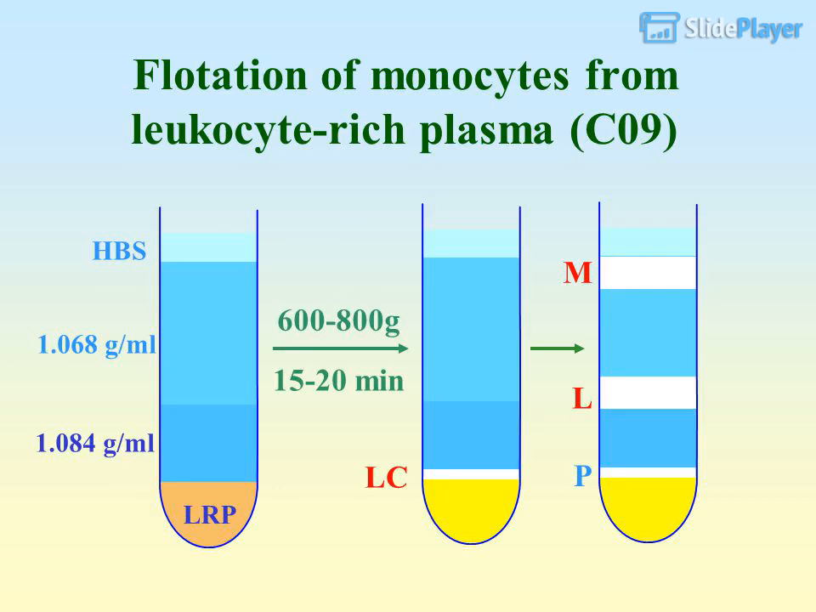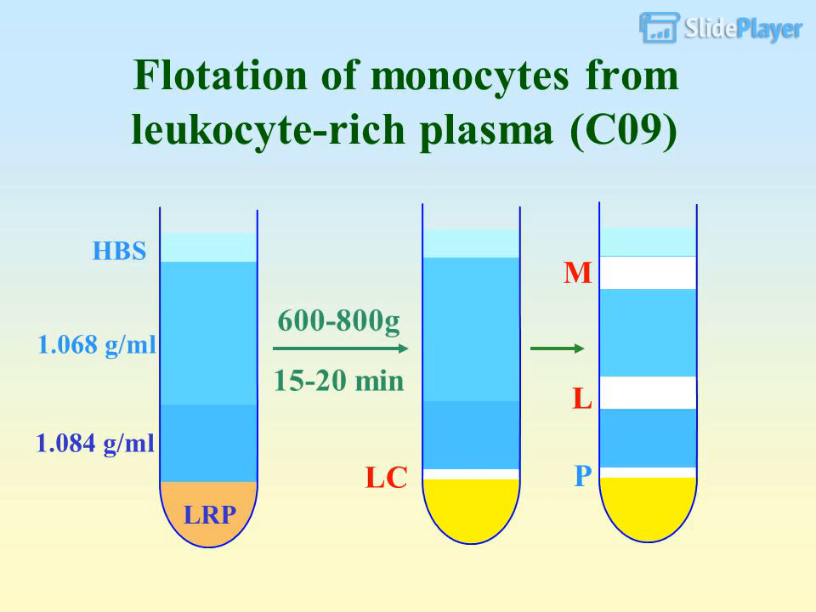Flotation of monocytes from leukocyte-rich plasma, C09. HPS. 1.068 grams/ml. 1.084 grams/ml. LRP. LC. M. L. P. 600 to 800 grams. 15 to 20 minutes. More recently, a flotation method has been developed for monocyte purification from a leukocyte-rich plasma, LRP.